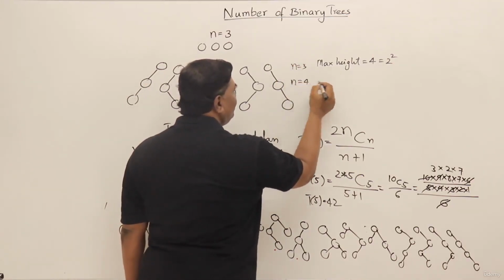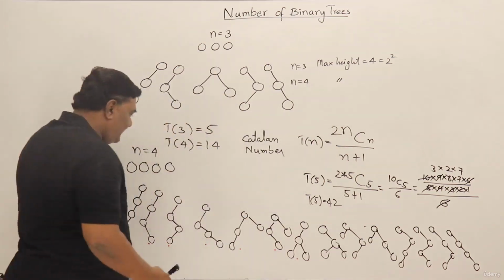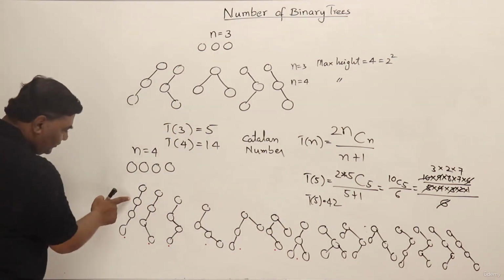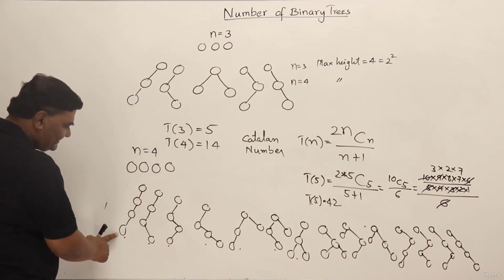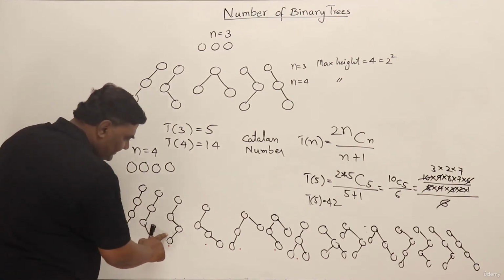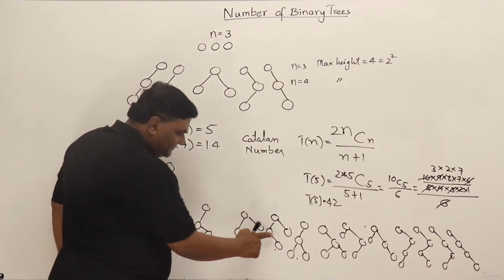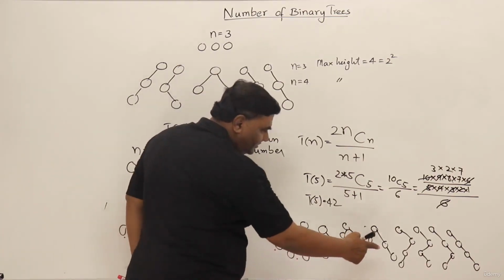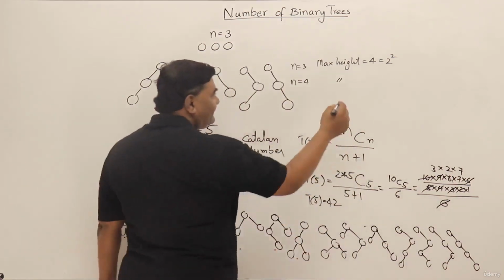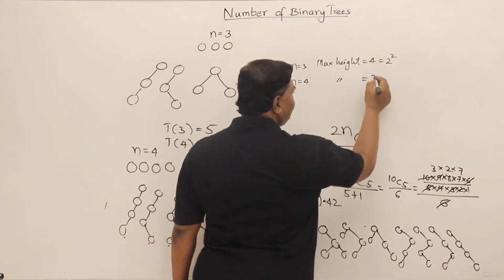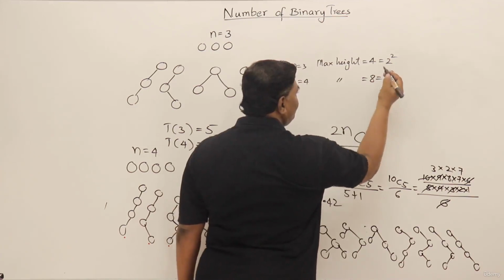Then what about n equal to 4 nodes? Number of trees with maximum height. Let us count them. 0, 1, 2, 3. Yes, this is maximum height because there are 4 nodes, so the height should be maximum 3. So 1, 2, 3, 4. This is not maximum. No, no, no. Yes. 5, 6, 7, 8. So 8 trees are there with maximum height. So this is 2 cube.